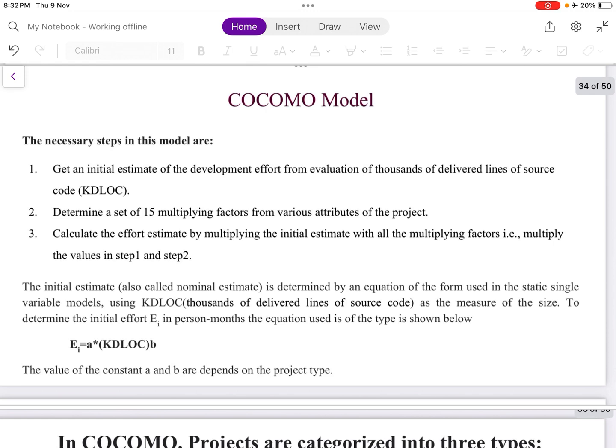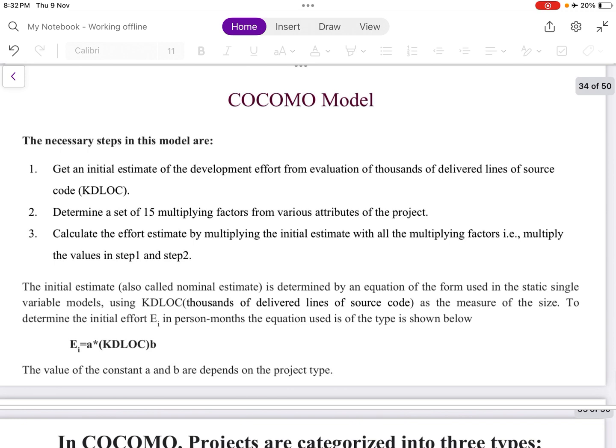The necessary steps in this model are: get an initial estimate of the development effort from evaluation of thousands of delivered lines of source code, KDLOC. Determine a set of 15 multiplying factors from various attributes of the project. Calculate the effort estimate by multiplying the initial estimate with all the multiplying factors, that is, multiply the values of step 1 and step 2. So this is all what we are going to see in the later part, in the calculations, in the problems, how to calculate a COCOMO model sum.